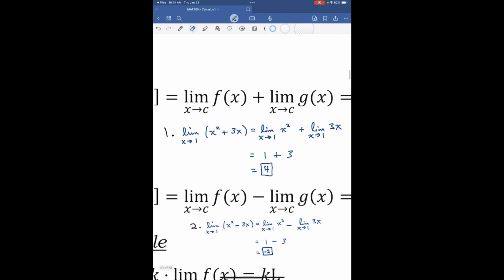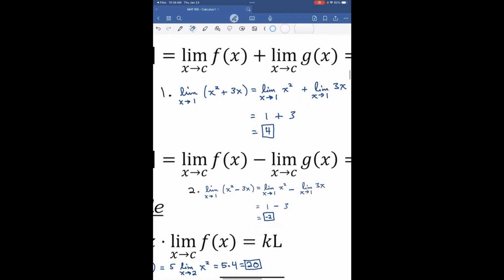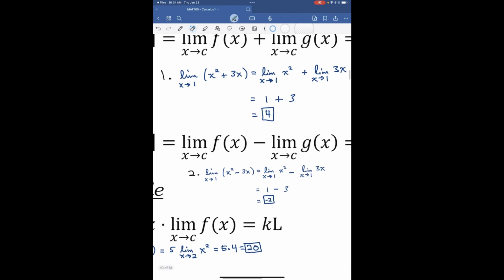Then it's very similar for the difference rule, I think is what we called it. That's here. If there's a minus, it just propagates throughout like the plus did. In fact, those two rules could really be combined because subtraction is really just the addition of a negative. Okay, so that's rule 2.